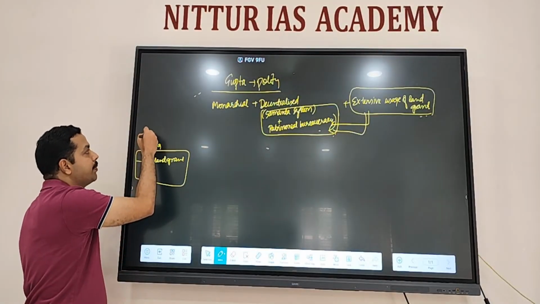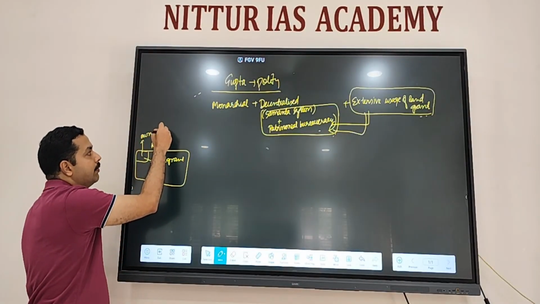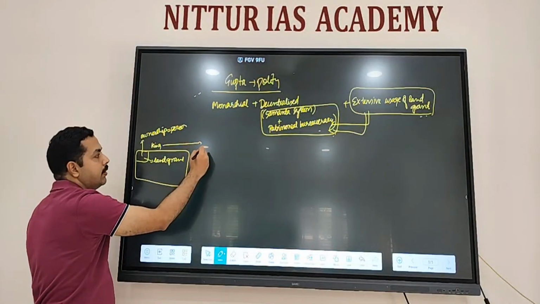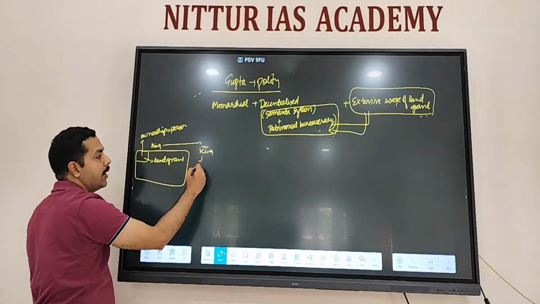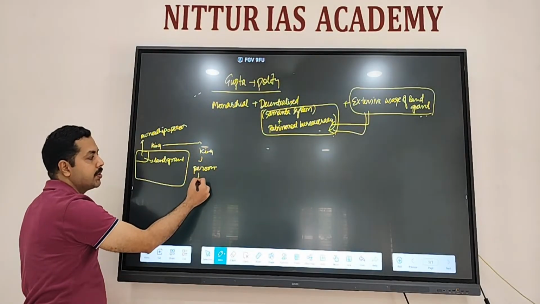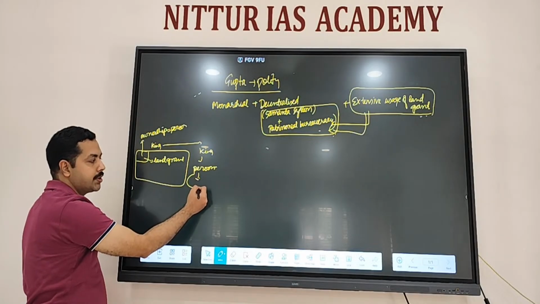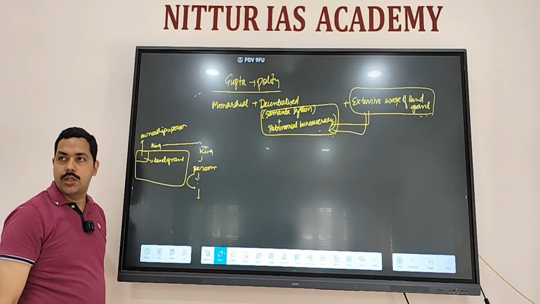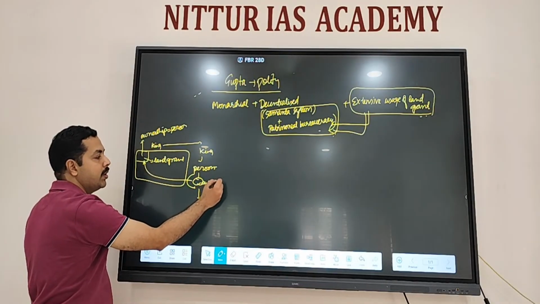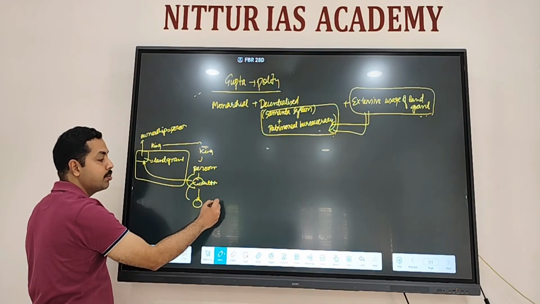Here the ownership right lies with who? With the person who has got this land grant. So the king will have nothing, but the persons who have got this land grant will employ some other person, and this person will employ some other laborers to cultivate the land.